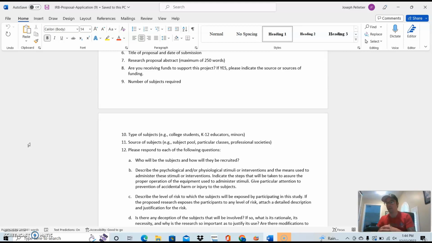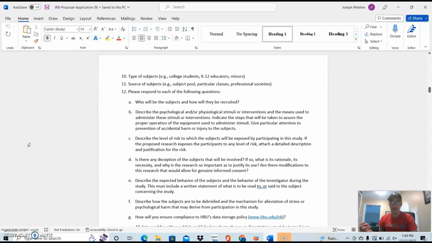And the source, this will lead into question 11, the source of the subjects. Where are you going to get them from? If you're going to get them from HCU, for example, how would they be recruited? Are you going to get them from a general psych class? A lot of our students use general psych students for their participants. Fine, just state that. Just be very clear. The IRB needs to have all their questions answered even before they have a chance to ask them.